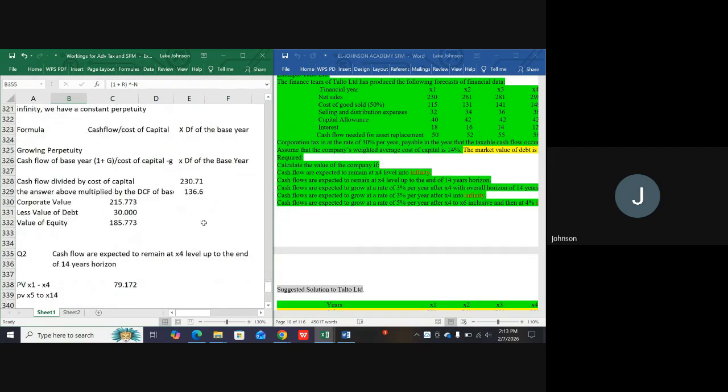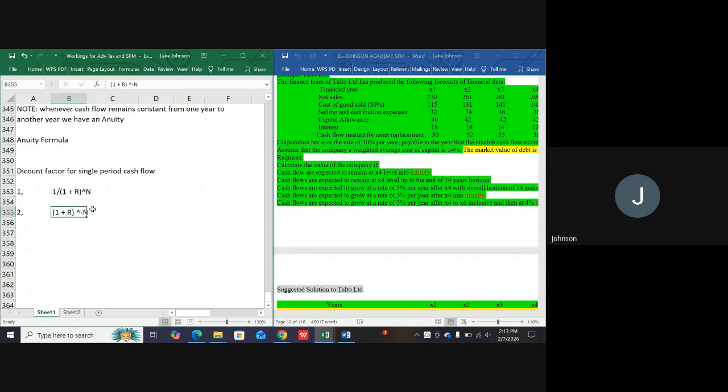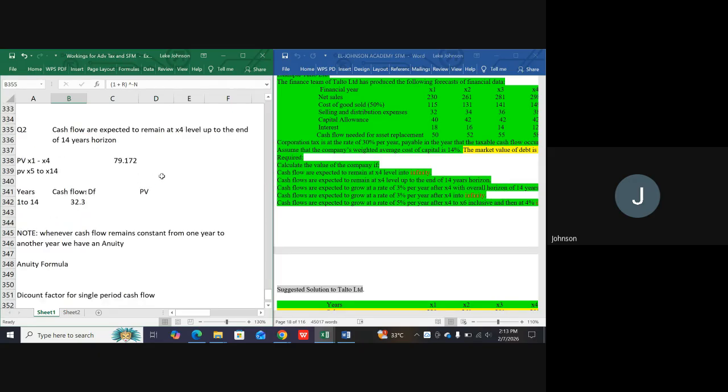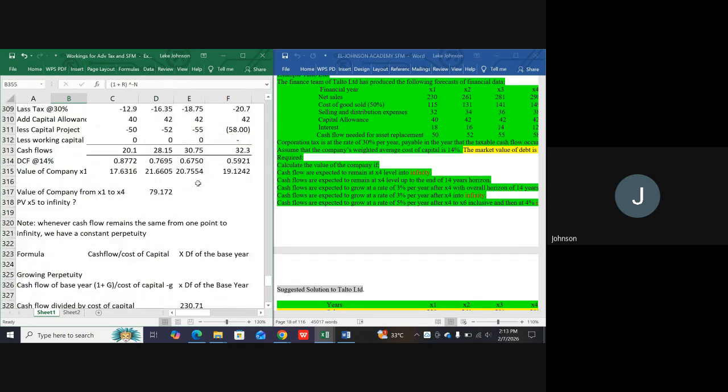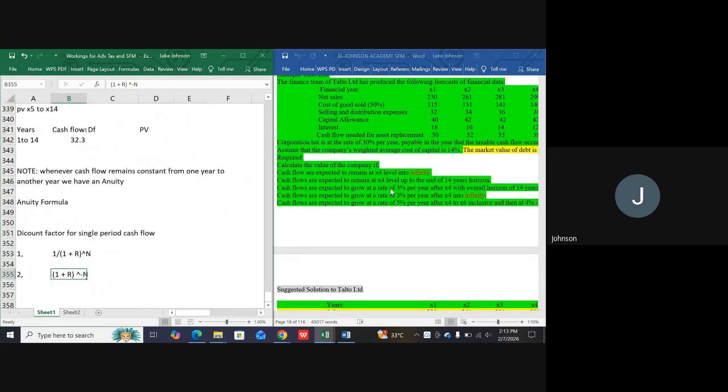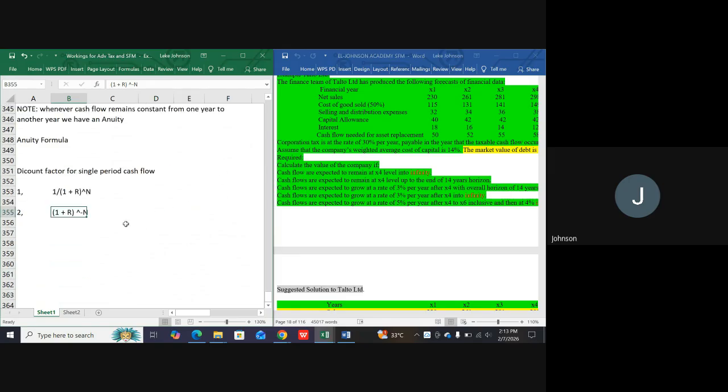They are distinct. You can decide to adopt any of these discounting formulas, and you are going to get it. So what I'm trying to tell you is that an annuity is when all the cash flows are the same, just like we have here. When they say cash flows are expected to remain at X4 level up to the end of the 14 years horizon, then an annuity is calling you.